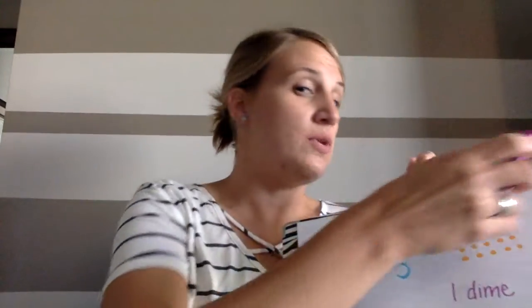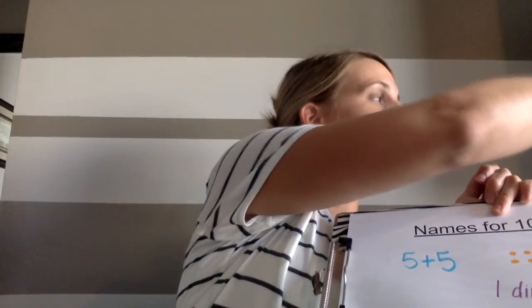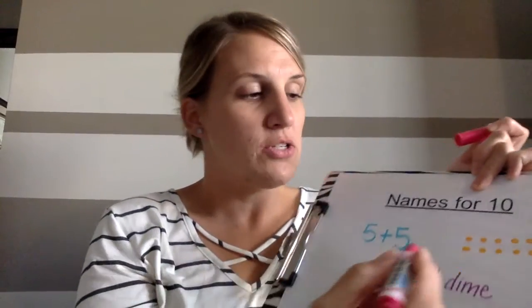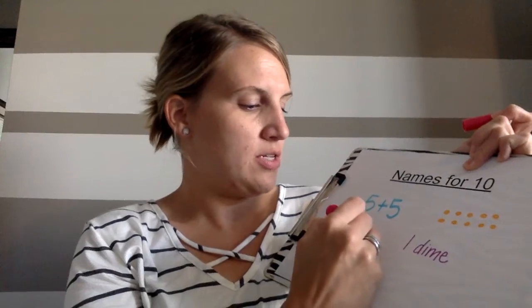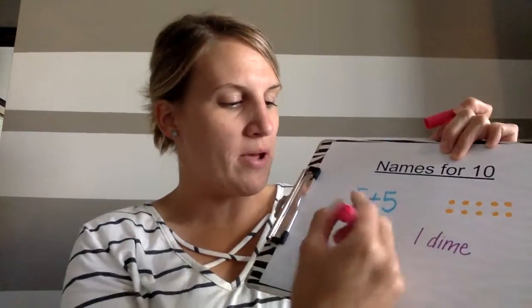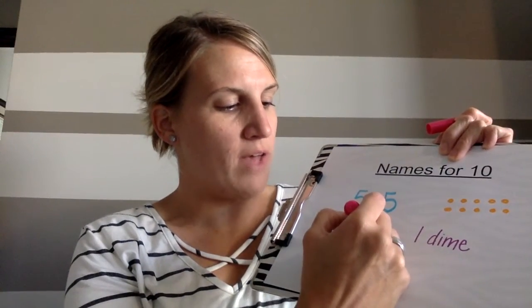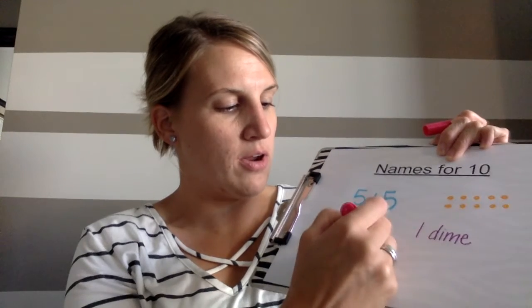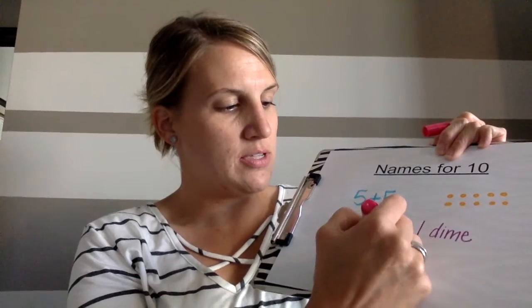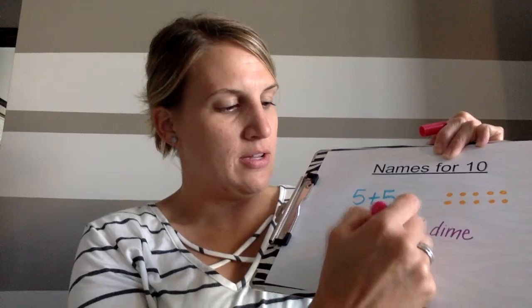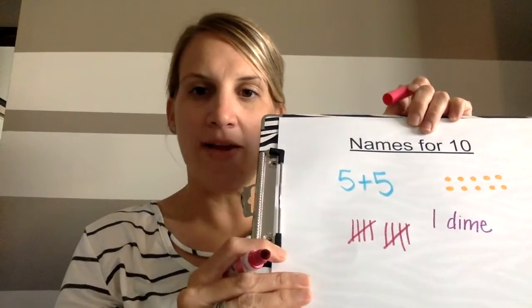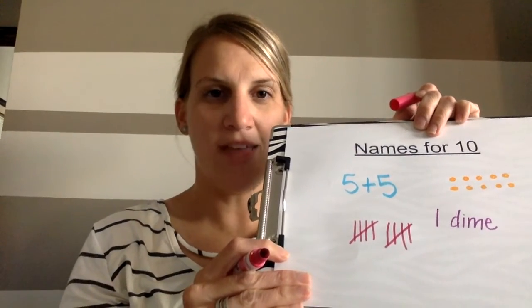I have seen students and mathematicians use tally marks to help them with their math before. So I'm also going to do tally marks. And something I know about tally marks is that you usually do them in groups of 5. 1, 2, 3, 4, 5, 6, 7, 8, 9, 10. That's another way to represent or name 10.